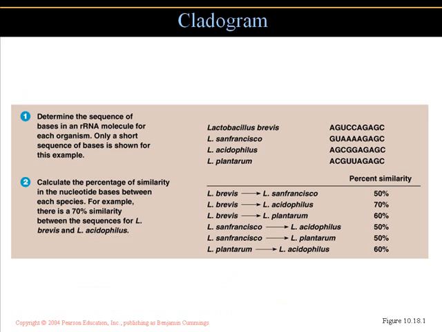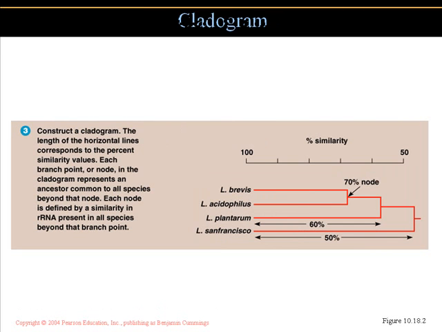The cladogram, again, is information that determines the sequence of RNA-based pairing.